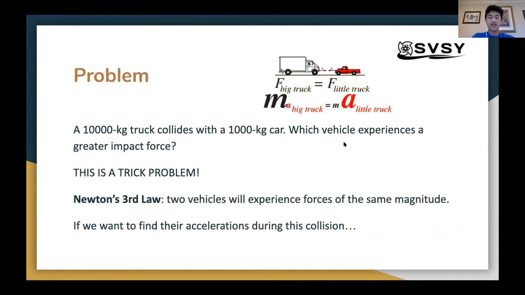So they experience the same impact force. Now, if this question asks something else, like something to do with their accelerations, then we can apply Newton's second law.